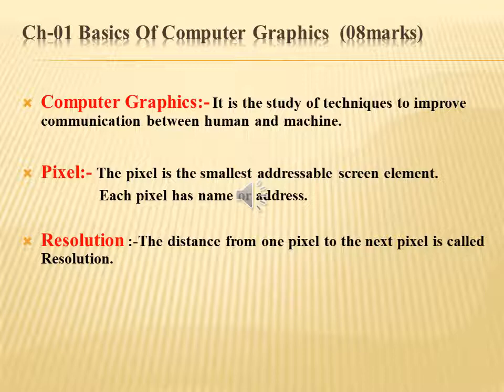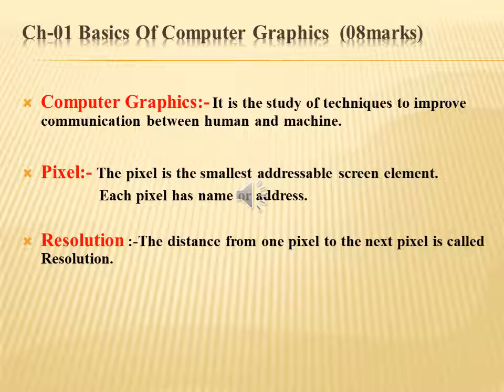Now, next is the pixel. The pixel is the smallest addressable screen element. Each pixel has a name or address. It is the smallest piece of the display screen which we can control. We can think of the display screen as a grid or array of pixels.